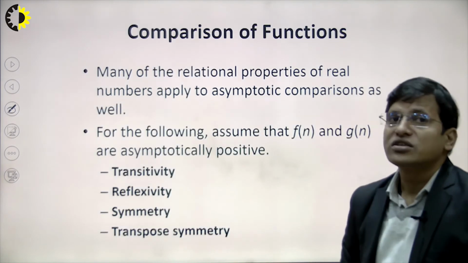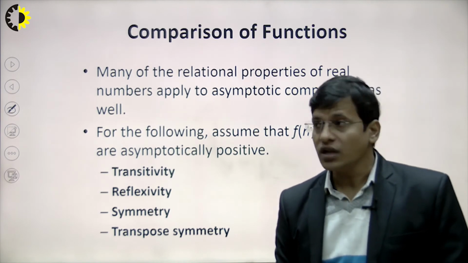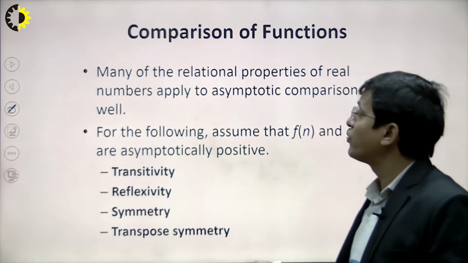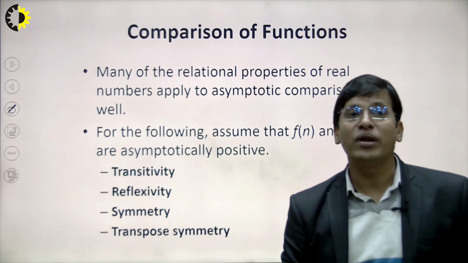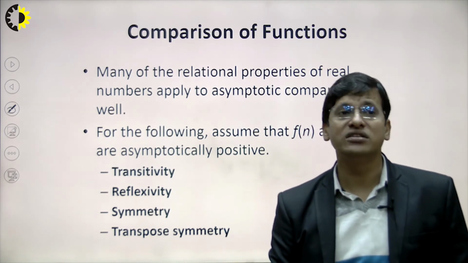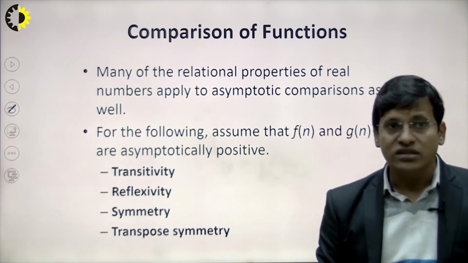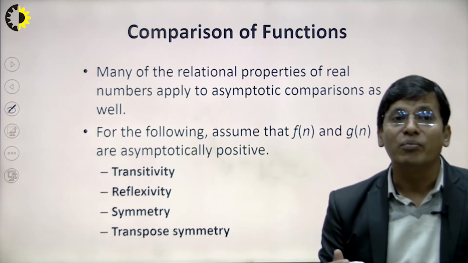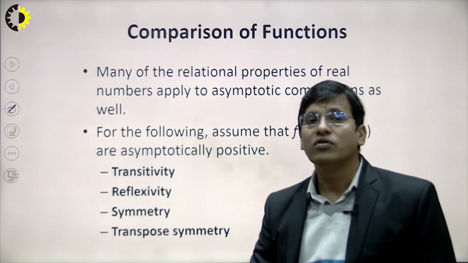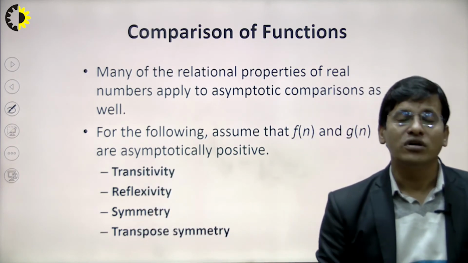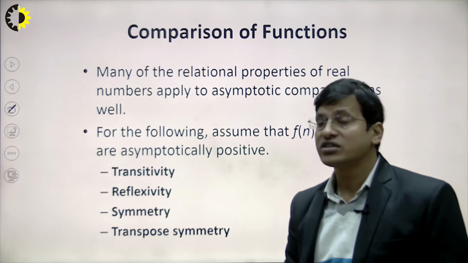So now we see some comparison of the functions, these notations and functions. Many of the relational properties of real numbers apply to asymptotic comparisons as well. So we are trying to find out the comparison. For the following, these are the properties that follow for the notations we have discussed.